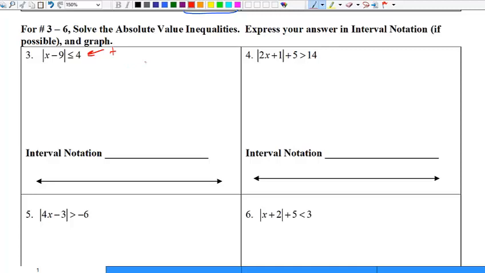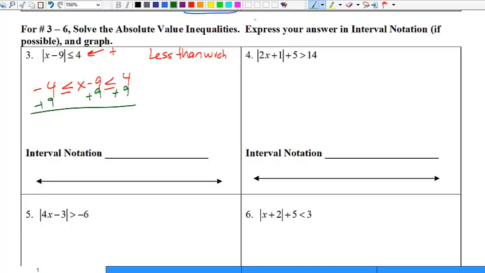Okay. Now I have to decide what kind of problem this is. Because it's the absolute value is less than or equal to 4, I know that this is a less than, which means x minus 9 is going to be sandwiched between two numbers. The numbers are going to be positive 4 on the right and negative 4 on the left. And that's the rule for less thans. Now I'm going to solve for x, and x should always be in the middle in this class.